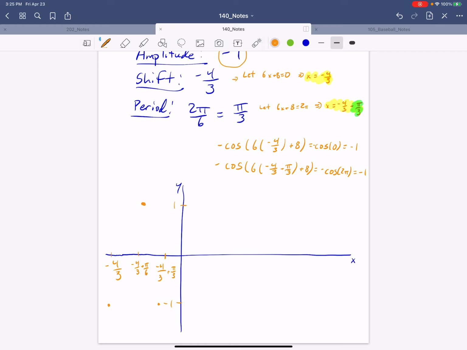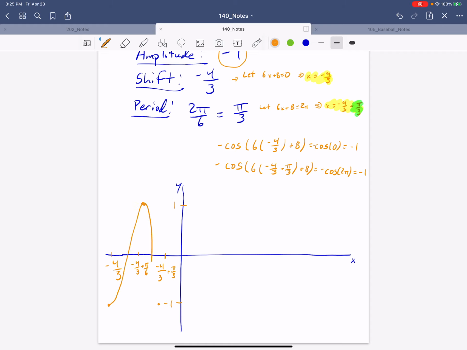So at this point, you just graph it out. Looks something like that. And if you want to keep it going, if you want to do it for maybe 2 periods, then you just add another one over. So this would be negative 4/3 plus 2 pi over 3. We add another period. Let me just put it this way. We know that we're again going to reach negative 1 over there. So I guess we're going to reach 1 right over here. So we do something like this.